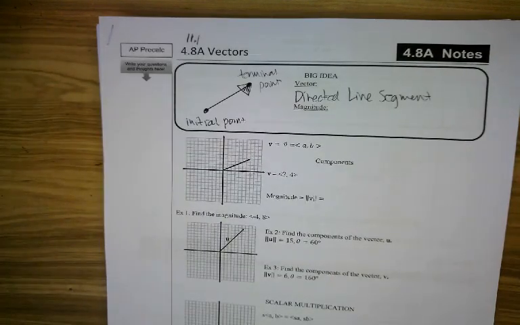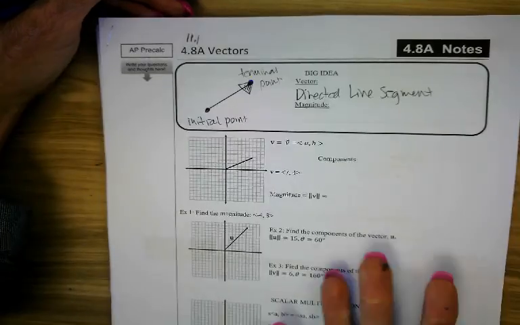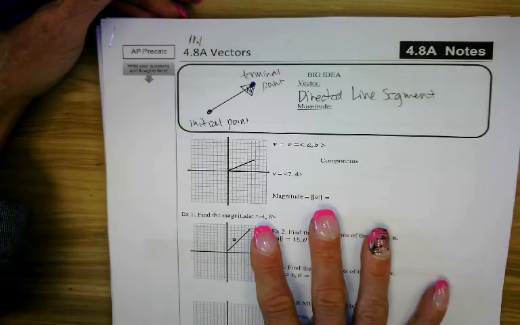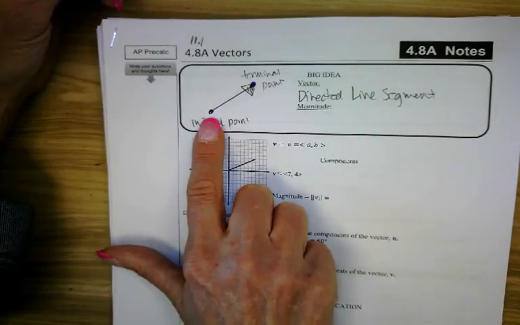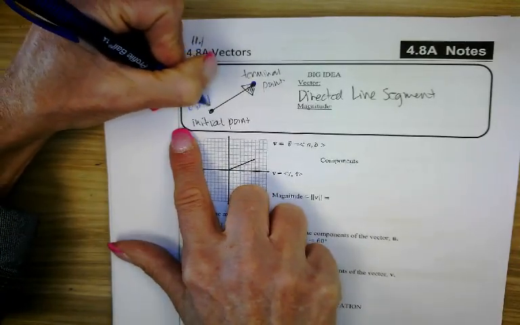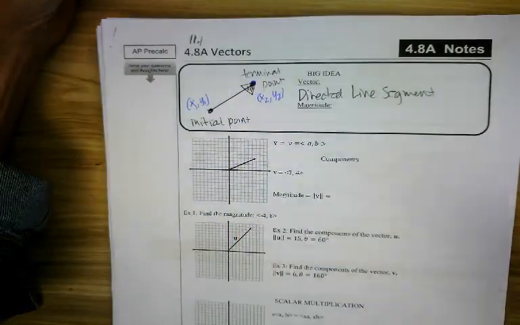And every vector, we can put it on an XY axis. So any vector could be placed on a polar coordinate system or a rectangular coordinate system. Wherever this is, this vector could literally go anywhere. It could be slapped anywhere on an XY axis. And that means it could have an initial ordered pair, like x1, y1, and then an x2, y2.